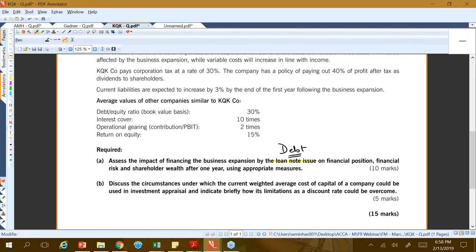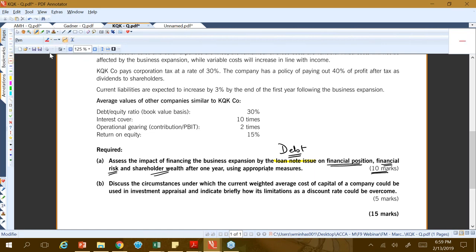And they are saying, what will be the impact of this financing on the business expansion, on the financial position, financial risk, and shareholders' wealth after 1 year using appropriate measures, for 10 marks. So: financial position, financial risk, and shareholders' wealth.